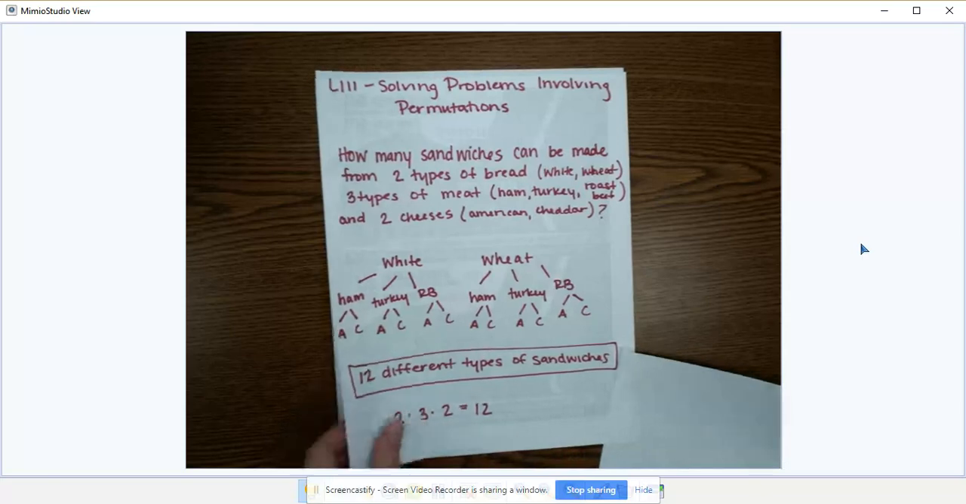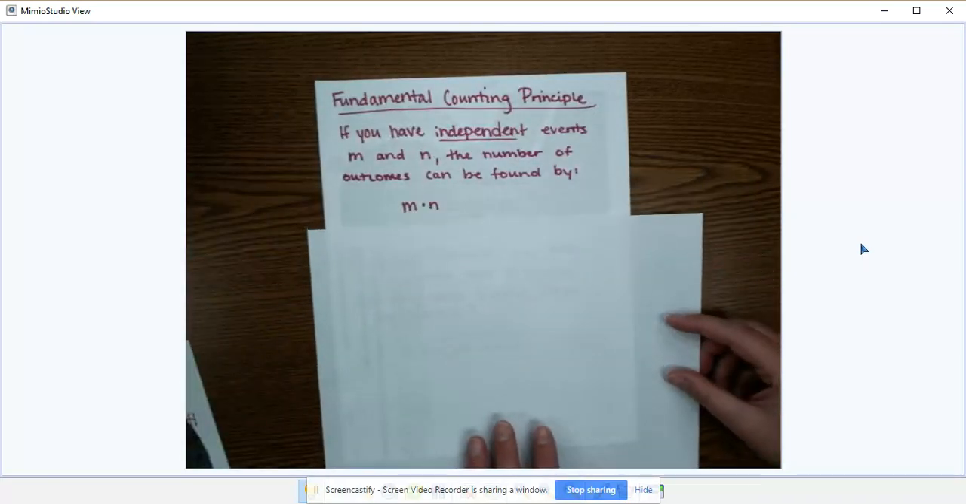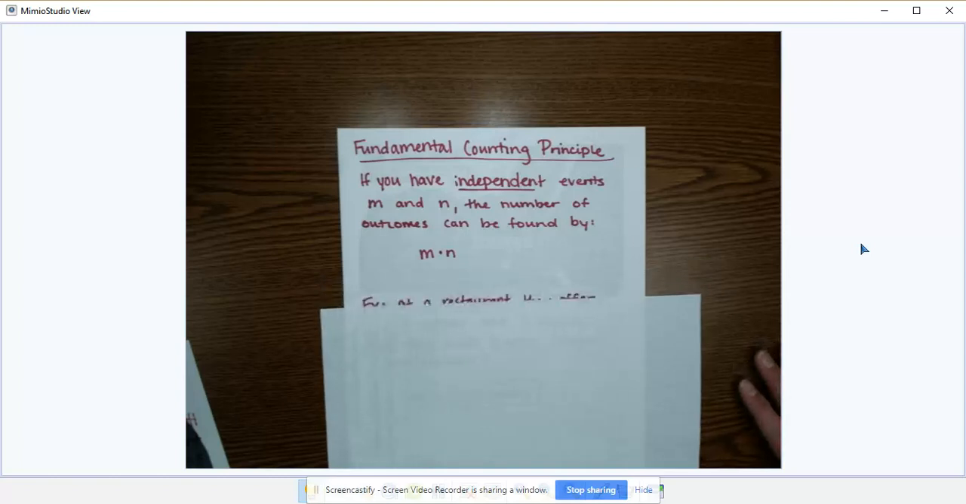And that leads us into something called the fundamental counting principle. So if we have independent events, our number of outcomes can be found by just multiplying them. And independent, remember, means they don't affect one another. So in our previous example, the type of bread we chose did not affect what meat we chose, and what meat we chose did not affect what cheese we chose. So we could multiply all of our options together.